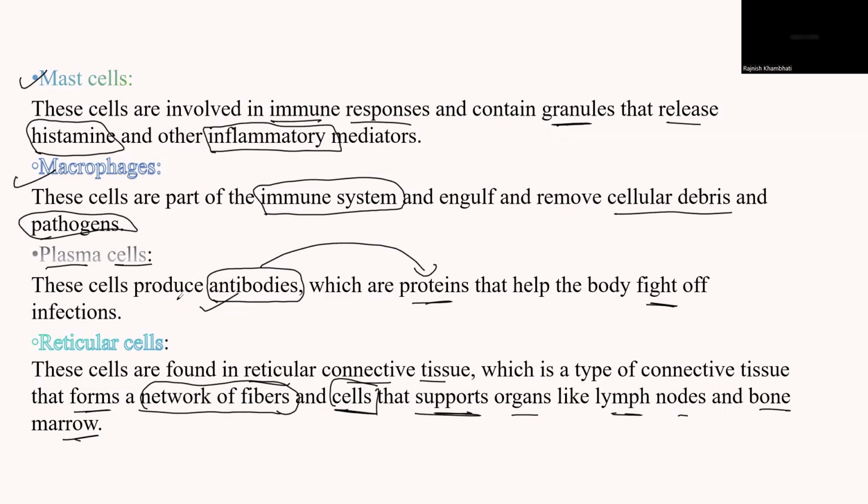So this is more than enough actually. You just need to know the names of the cells, okay? If you don't remember this right now, not a problem. Just remember the names of the cells: reticular cell, plasma cell, macrophage, mast cell.